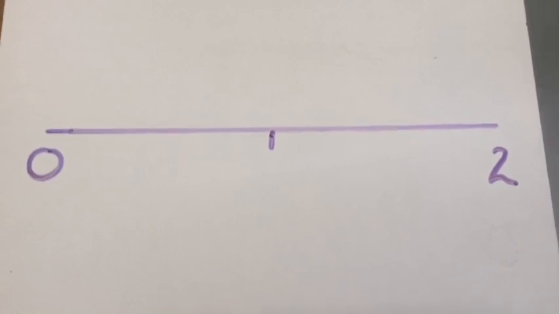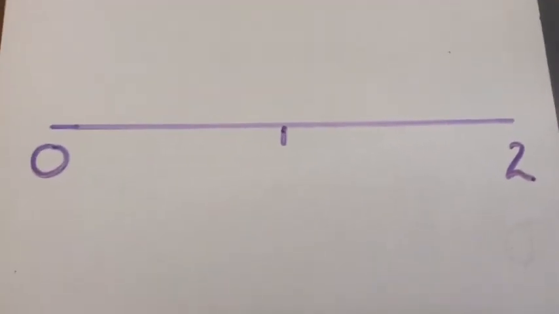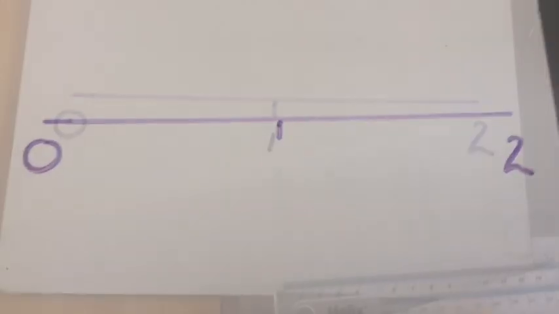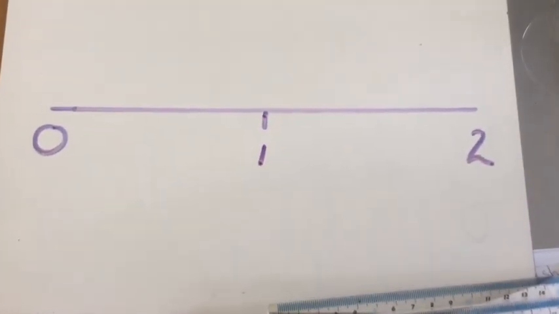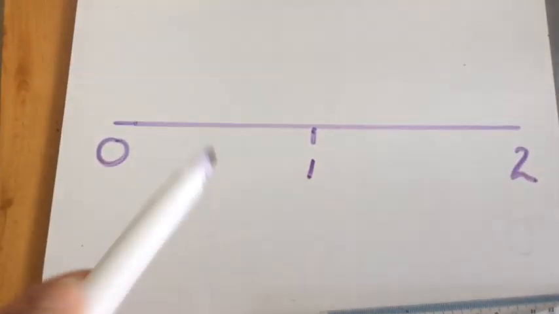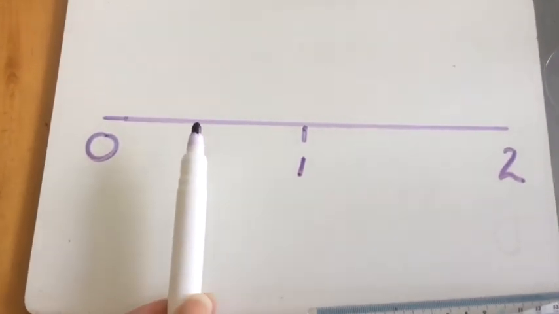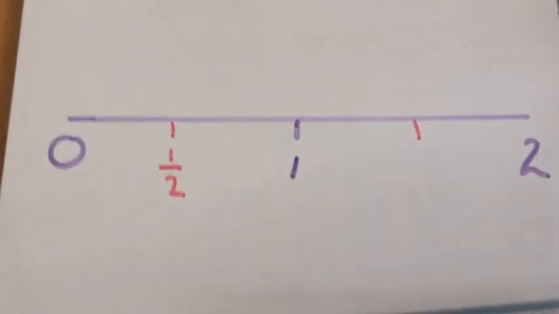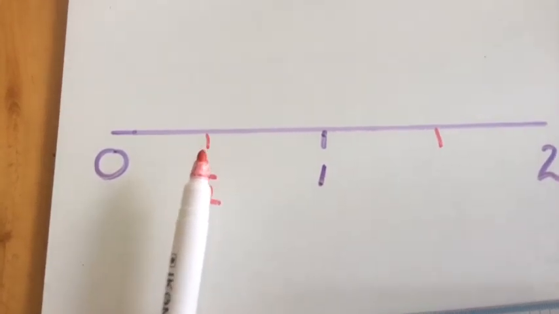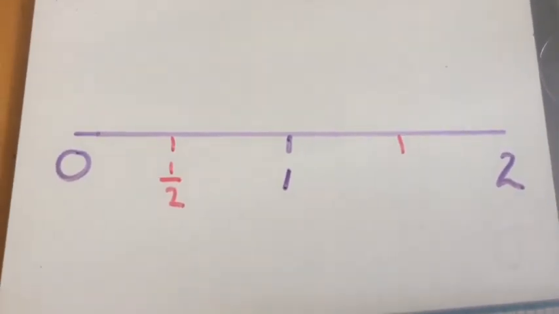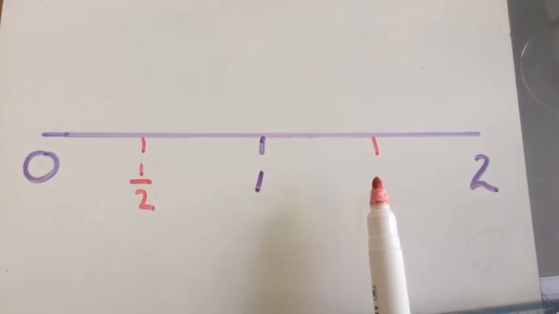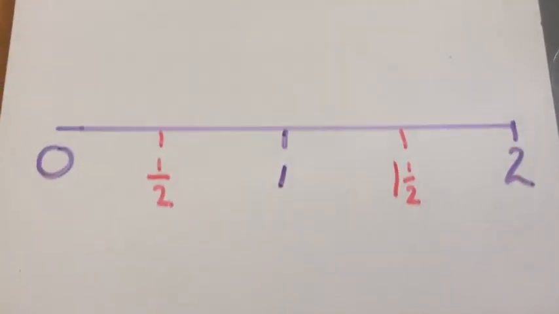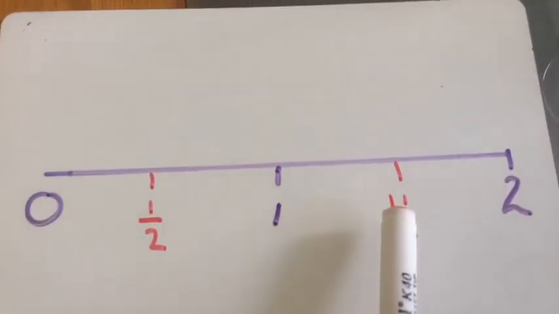A little revision here. You see my number line from 0 to 2. So what must be right in the middle of it? Hopefully you said 1. Now what would be right in the middle of 0 and 1? That would be half, wouldn't it? Because we've marked it halfway between the 0 and 1. But what about this one? It's halfway between the 1 and the 2. So that will be 1 and a half, wouldn't it?